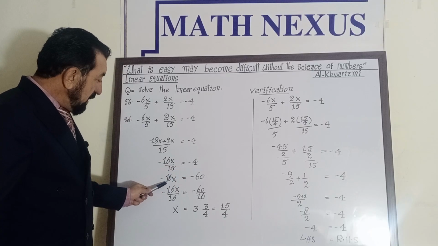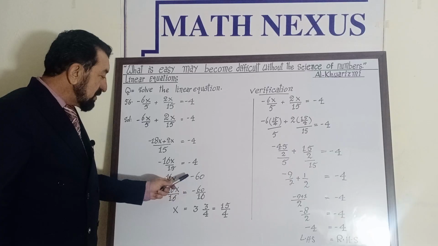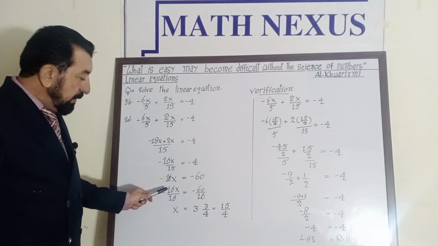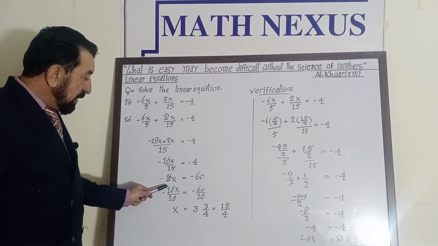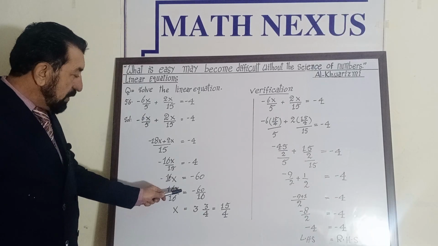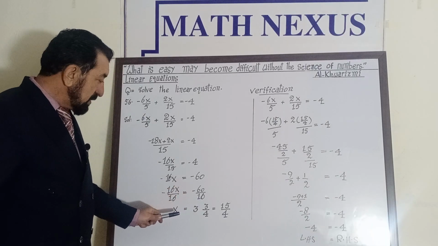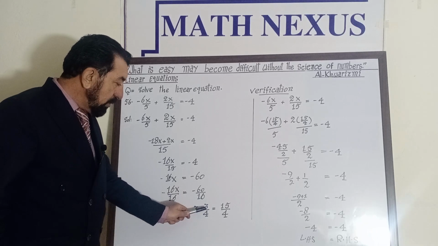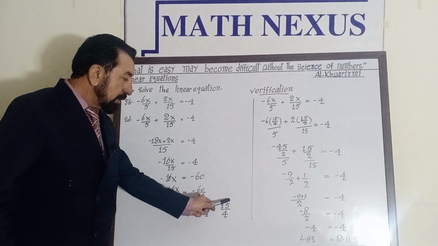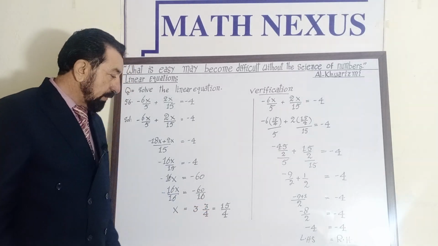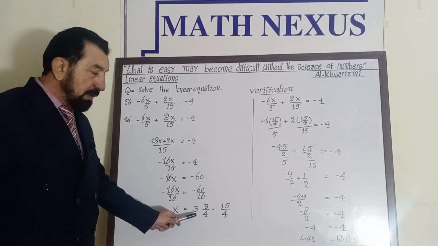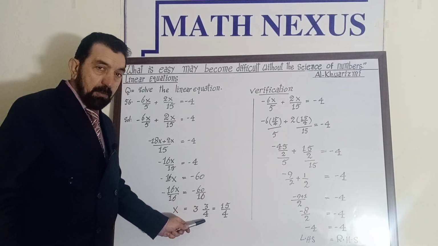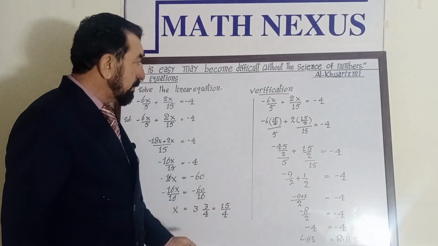Minus 16x equal to minus 60 according to cross multiplication. Now divide by this coefficient, minus 16 upon 16 equal to 60 upon 16, x equal to 3 whole 3 upon 4, or equal to 15 upon 4. x is equal to 3 whole 3 upon 4 and this is equal to 15 upon 4.